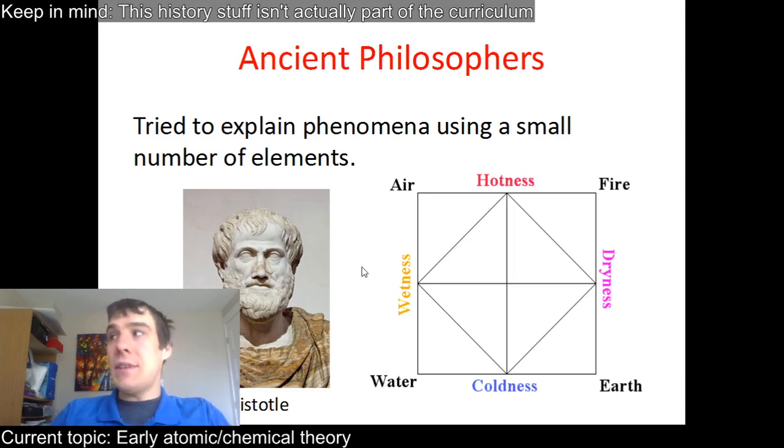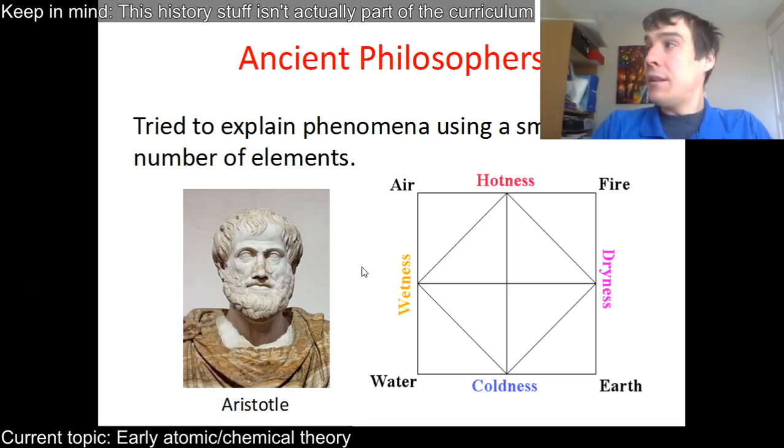Then you got the ancient philosophers like Aristotle. They tried to explain phenomena using a small number of elements. You might have heard of the four elements: air, fire, water, and earth. They actually had a more involved system than that. Each element had properties. The properties were hotness versus coldness and wetness versus dryness, and they had this model that they would interact in different ways.